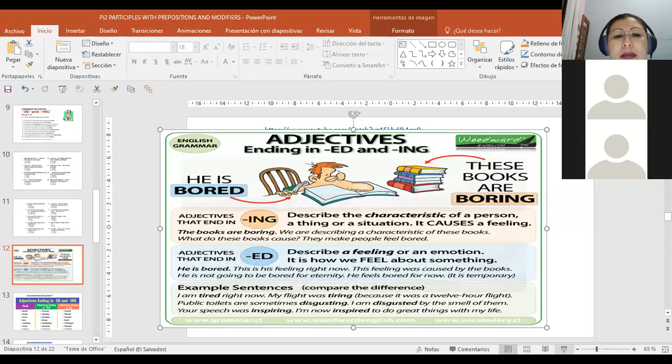If I say the books are boring, we are describing a characteristic of these books. What do these books cause? They make people feel bored.